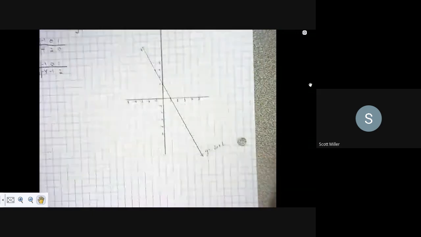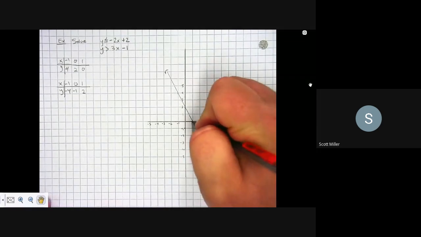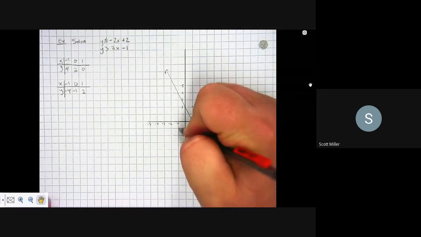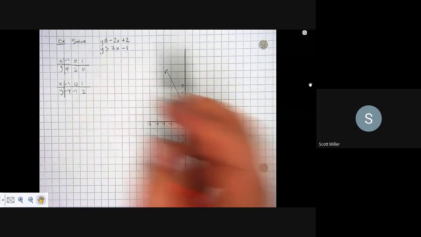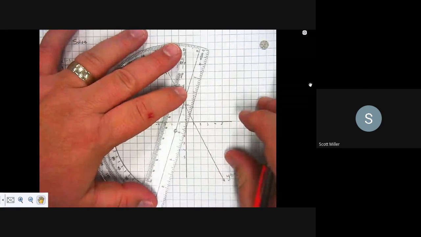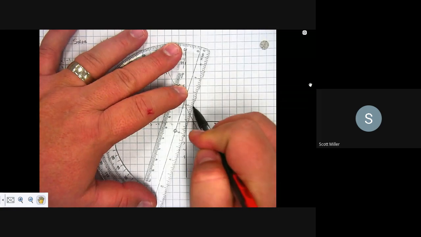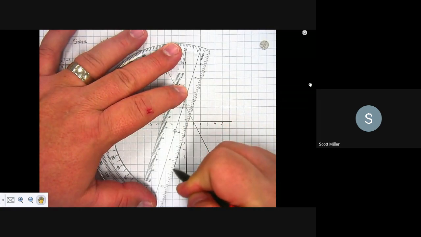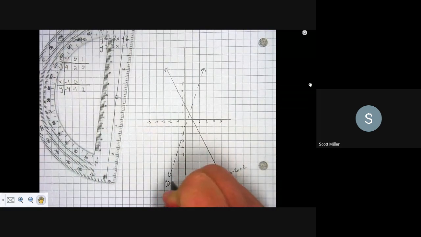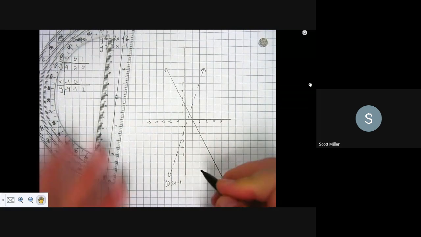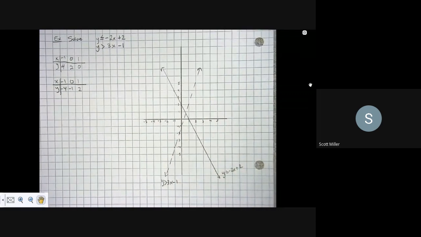Okay? And now let's go graph the other one. So 0, -1, 1, 2, -1, -4, and we draw that line, and it has to be dotted. So line everything up, draw your dotted line. Go ahead and label that one. Okay? Now, I go back and I do my shading, starting with the top line.